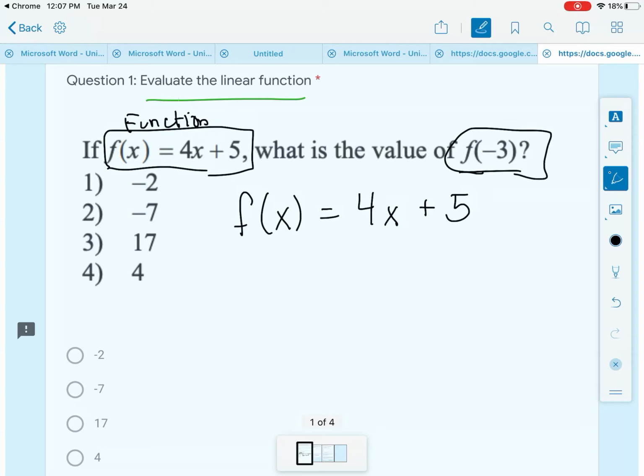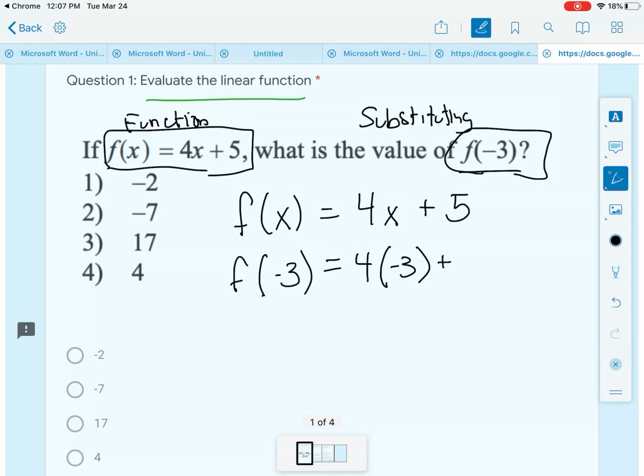Then I want to take what I'm evaluating the function for and rewrite that with the value of negative 3 in place of the x. So it's almost like I'm just substituting the value in. I'll substitute a negative 3 in place of x.